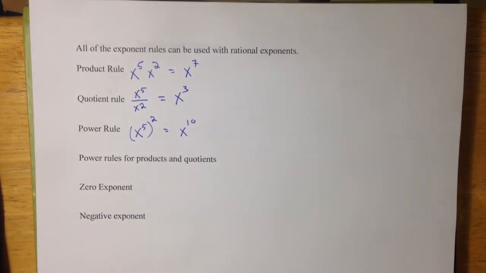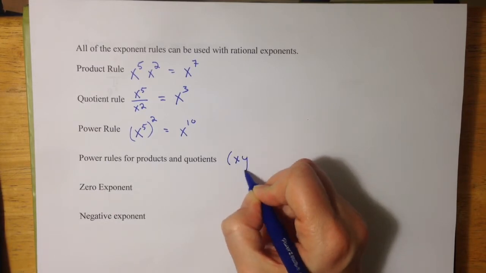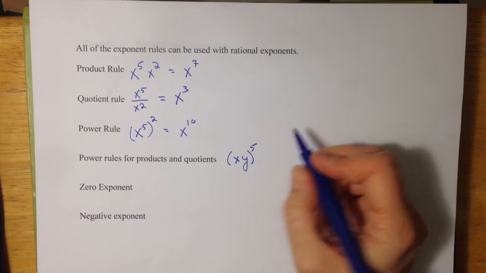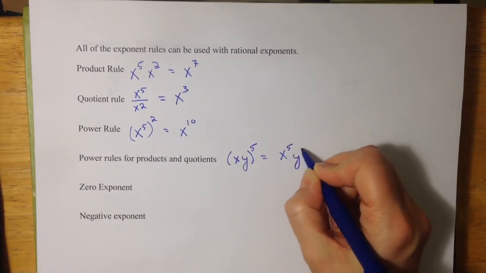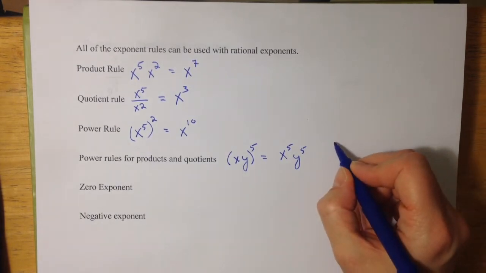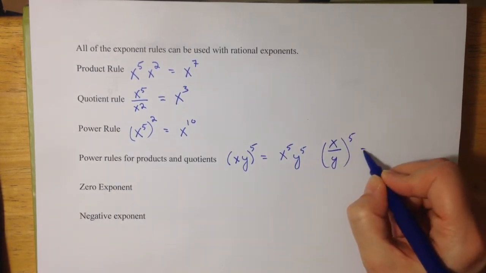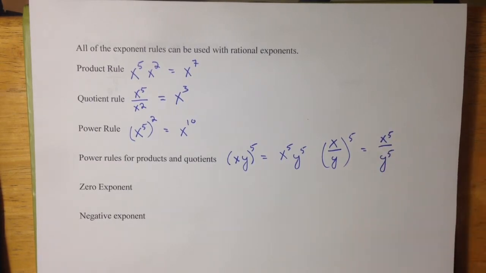The power rules for products and quotients just meant that if you have two things that are both being raised to a particular power, such as x times y to the 5th, you can rewrite that as x to the fifth times y to the fifth. And similarly, if you have two things being divided and they're being taken to a power, you can rewrite that as x to the fifth over y to the fifth.